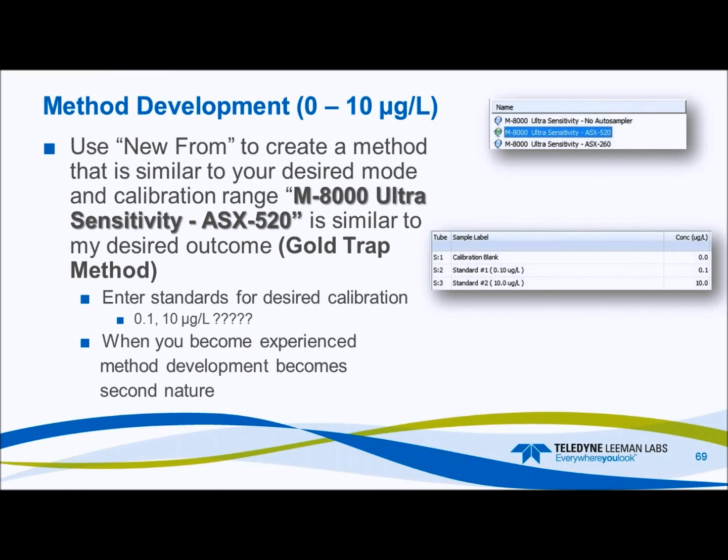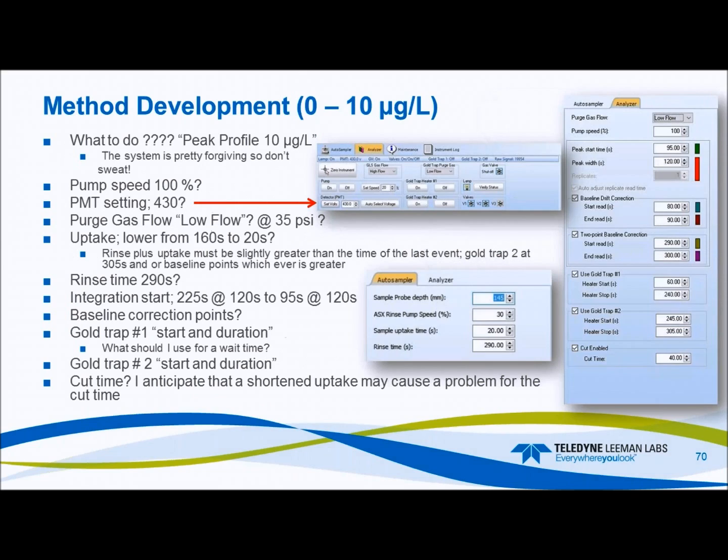Now, let's look at 0 to 10 ppb in GoldTrap. Yes, ppb, we can do this with the system. So again, GoldTrap method, I open up the ultra trace. So I'm going to enter my standards of 0, 1, and 10 ppb. Is that going to work? Yeah, maybe it should. I know we can do this. So what can we do? We can adjust the PMT setting. So that's on the table.